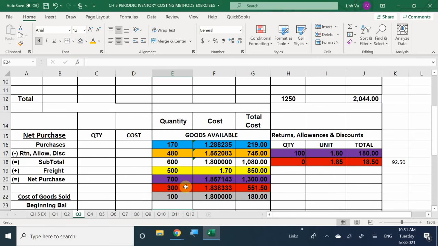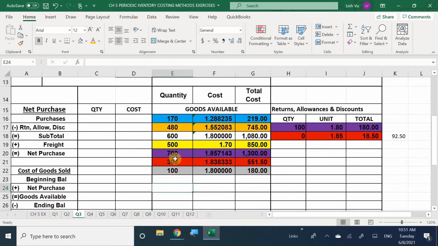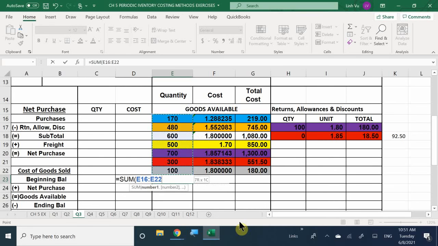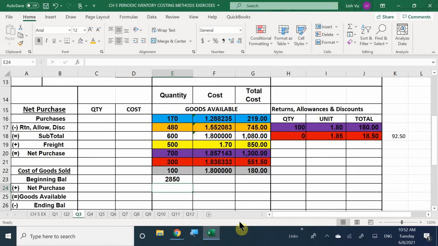Okay? So what I can do here is I can actually sum up my total amounts, equals sum, to give me my total goods available, including my beginning inventory and my total purchases. All right. So I got 2,850 items available. This is the number we're going to double check in our calculations here in the window on the left, when we calculate our numbers.